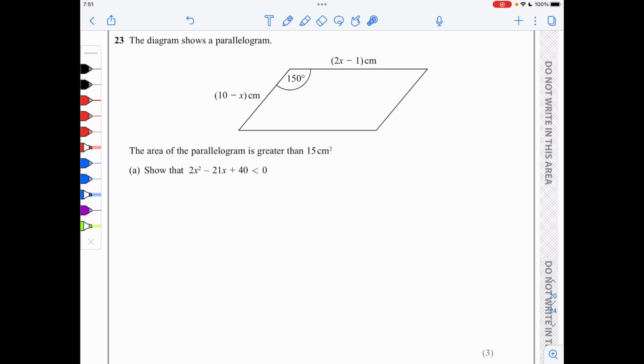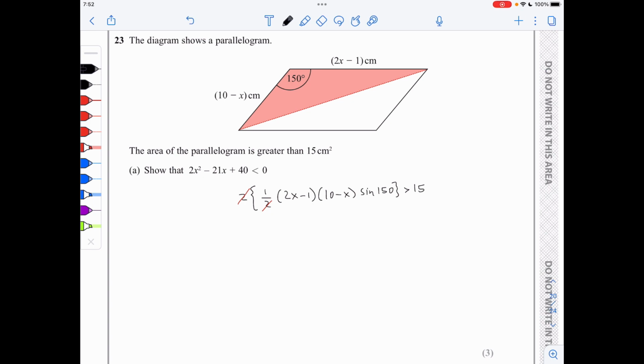I will actually start by splitting the parallelogram into 2 identical triangles, and therefore 2 times the area of this triangle should be greater than 15. So 2 times a half, AB sine C, with one side being 2x minus 1, the other side being 10 minus x, sine of 150 is greater than 15. Now the 2 with the half cancel out.